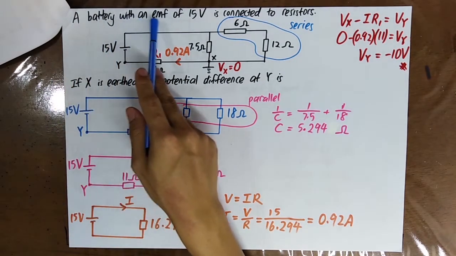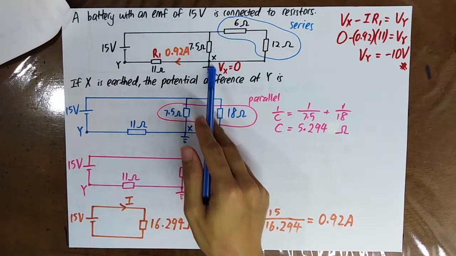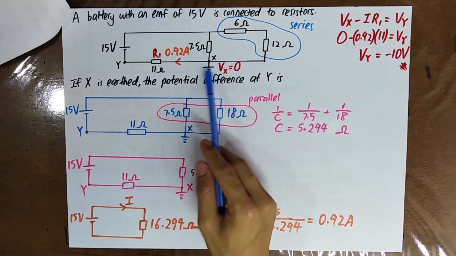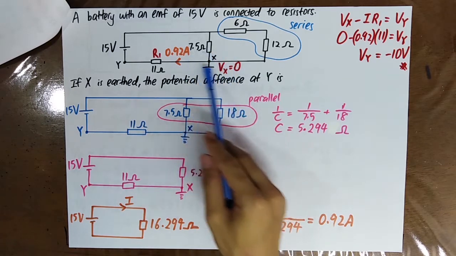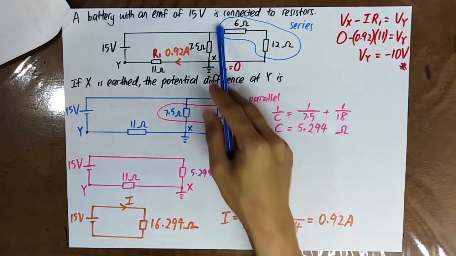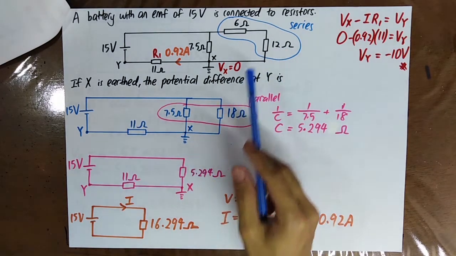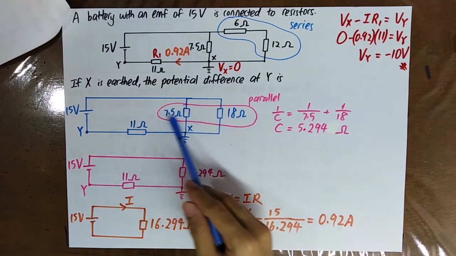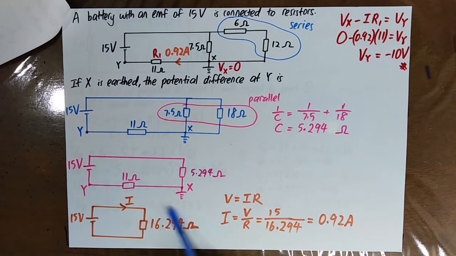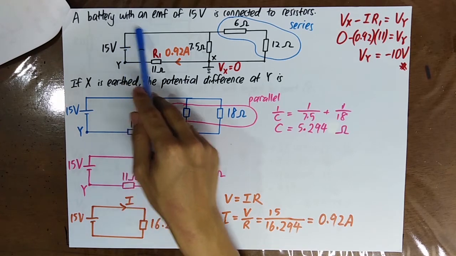A battery with an EMF of 15 volt is connected to resistors. If X is Earth, find the potential difference at Y. When this is Earth, you know that the potential here is equal to 0. These two resistors are connected in series, so 6 plus 12 equal to 18 ohm. And then this is connected in parallel with this. So once again, you can simplify the diagram, and then finally you can find the current that flows through here and here and here.